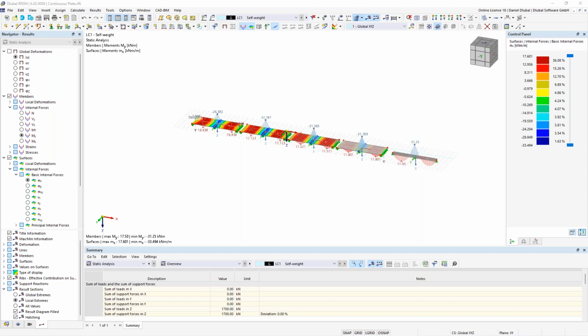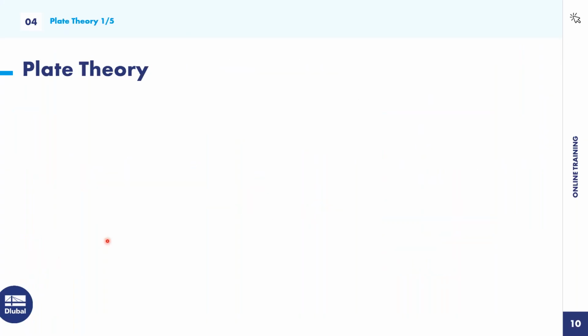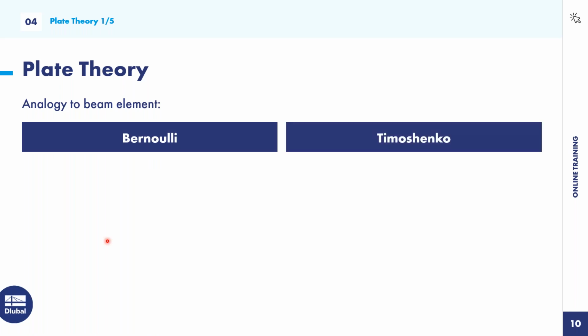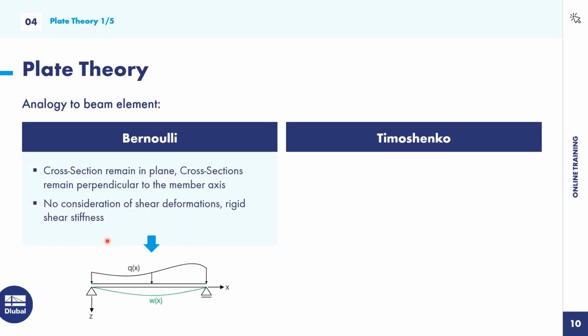because I have told you something about shear stiffness, and this has also something to do with the plate theory. So let's go to the PowerPoint. Plate theory. So first of all, I want to take an analogy to the beam element. So we have here 2 different beam elements, so beam calculation or analysis methods. On the left side, the Bernoulli beam, and on the right side, the Timoshenko beam, also called the deep beam theory.